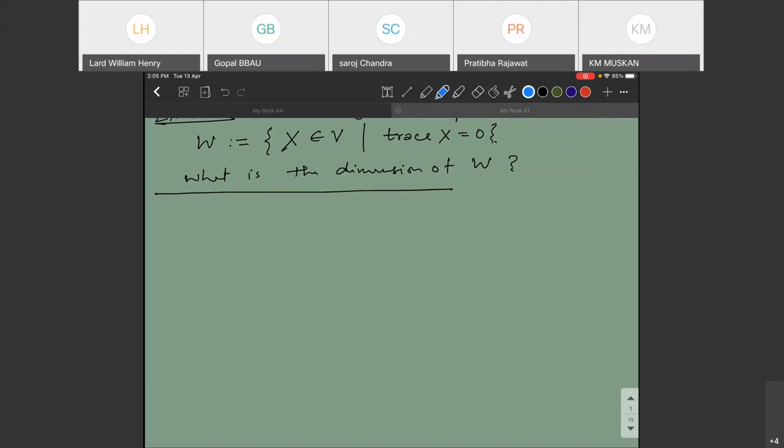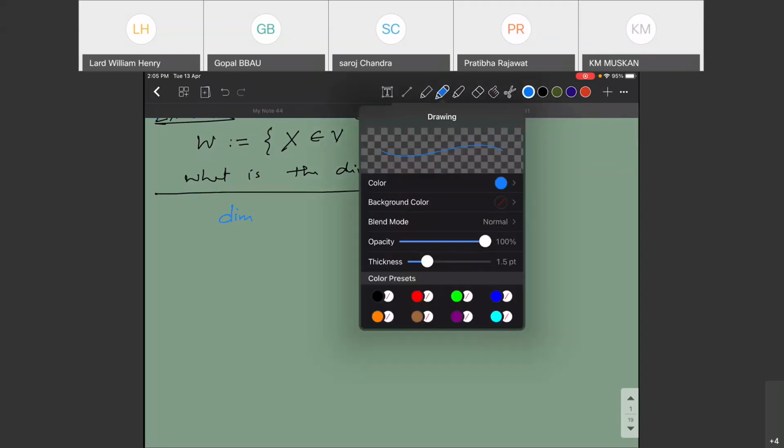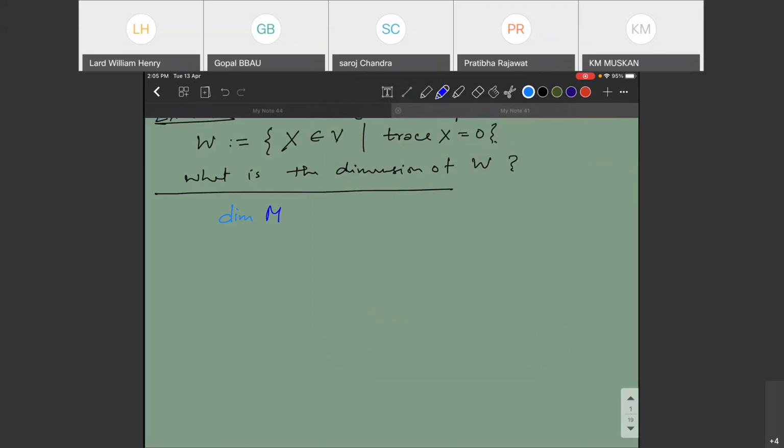So far what we have seen is the dimension of M_n(R). Is this blue color visible? Yes, sir. So this blue color is visible to everyone. What was the dimension of M_n(R)? Can anyone tell me? Please speak.